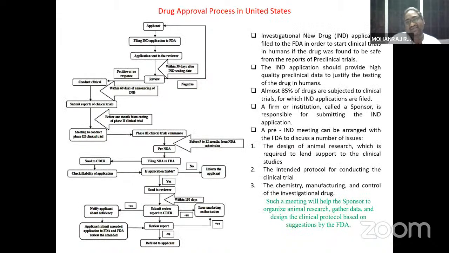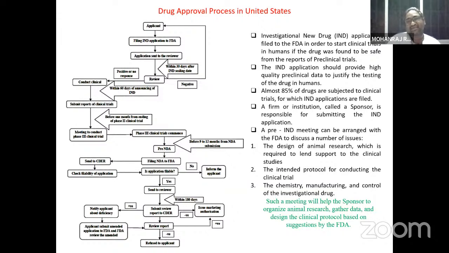So this is a flowchart of how the regulatory process in the United States for new drug approval goes on. Apart from the particular schematic algorithm, I have summarized how it goes in the United States on the right side. First and foremost is the investigational new drug application filed to the FDA in order to start a clinical trial in humans.